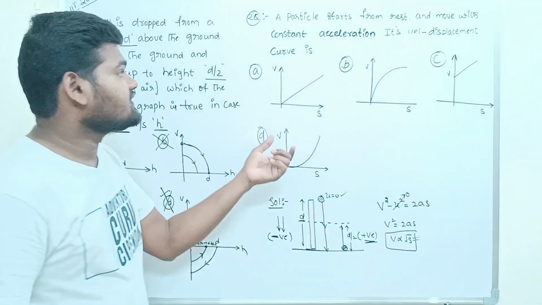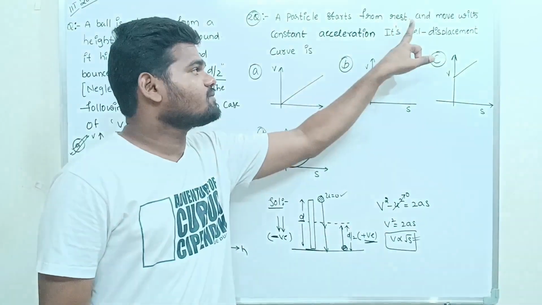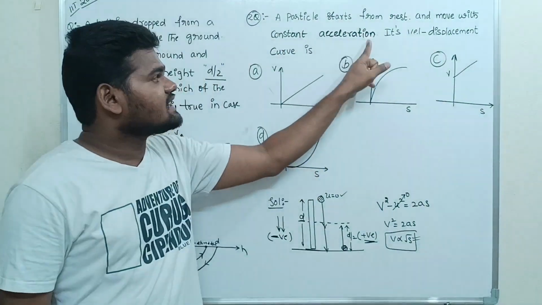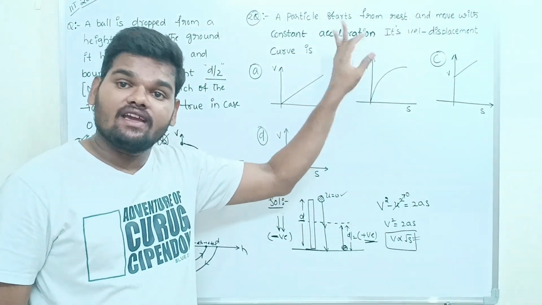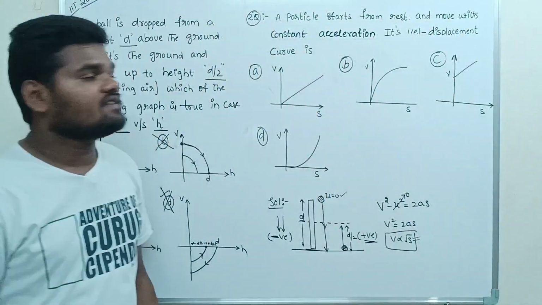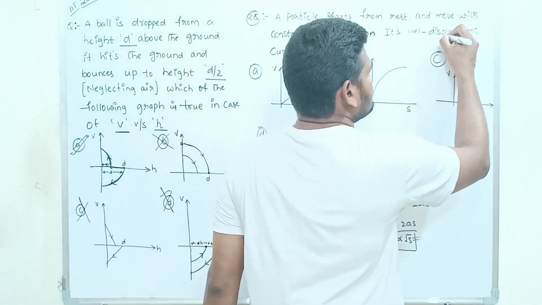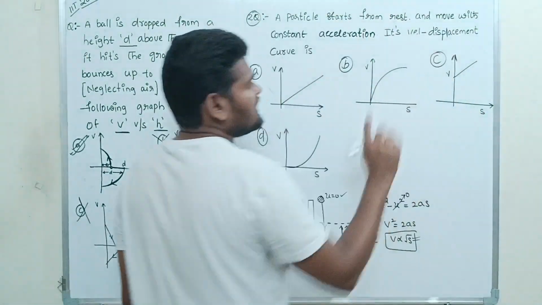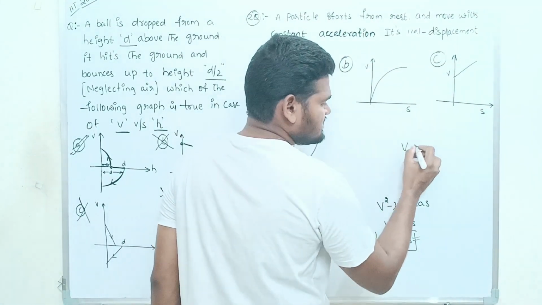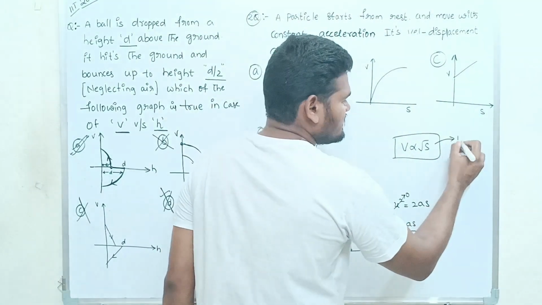Right, so let us discuss our second question. What they are asking: a particle starts from rest and moves with a constant acceleration. They are asking for its velocity and displacement curve, the relation between velocity versus displacement. Already we have discussed this here. The velocity is directly proportional to root s.